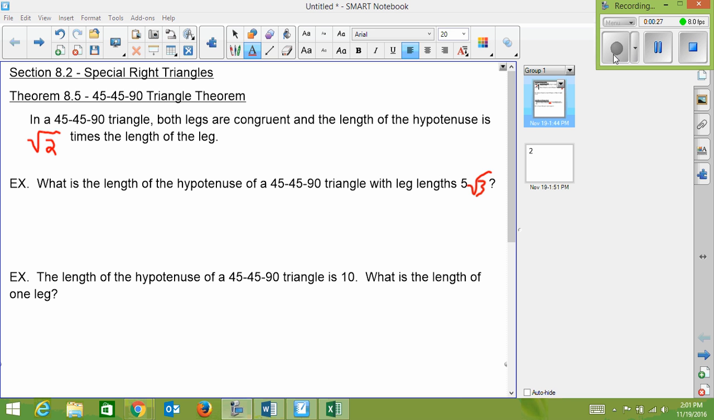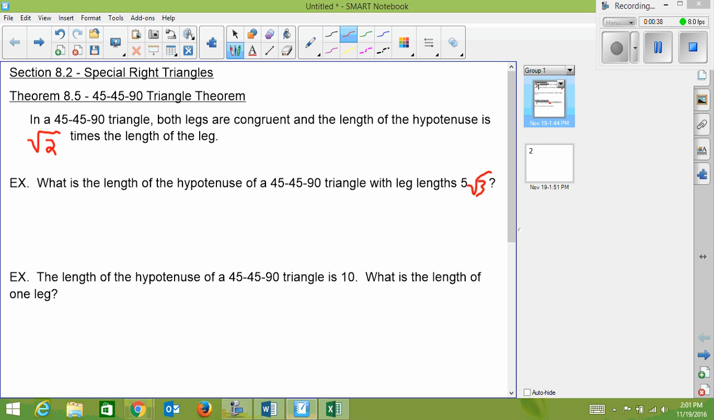So my example is, what is the length of the hypotenuse of a 45, 45, 90 triangle with leg lengths of 5 square root 3. If you are looking at the theorem right here, it says all I need to do is take the length of the leg, which is 5 square root 3, and take it times square root 2.